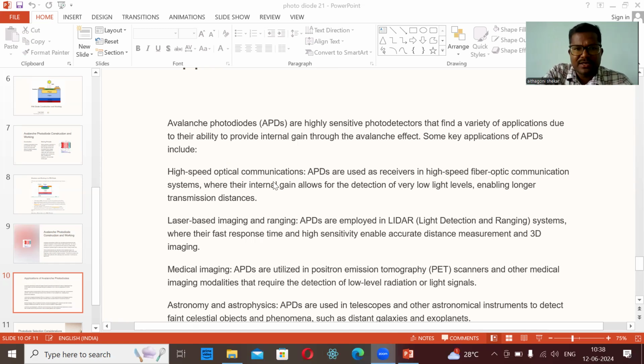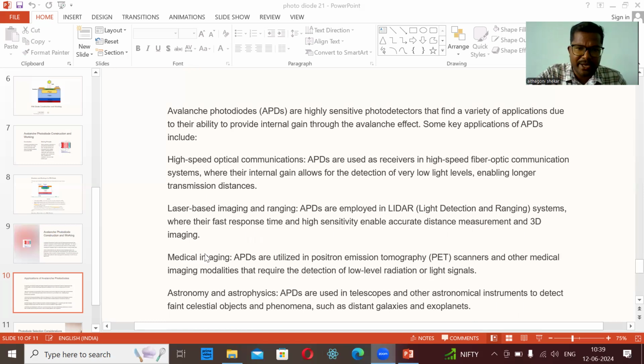High speed optical communication is the first application. Avalanche photodiodes are used in receiving high speed fiber optic communications, since their internal gain allows detecting very low light levels. They are used in optical fiber communication systems. In laser based imaging, the avalanche photodiode is employed in LiDAR, light detection and ranging systems, where fast response time and high sensitivity enable accurate 3D distance measurement. For example, in the army, the distance is measured using a laser detector, the avalanche photodiode.